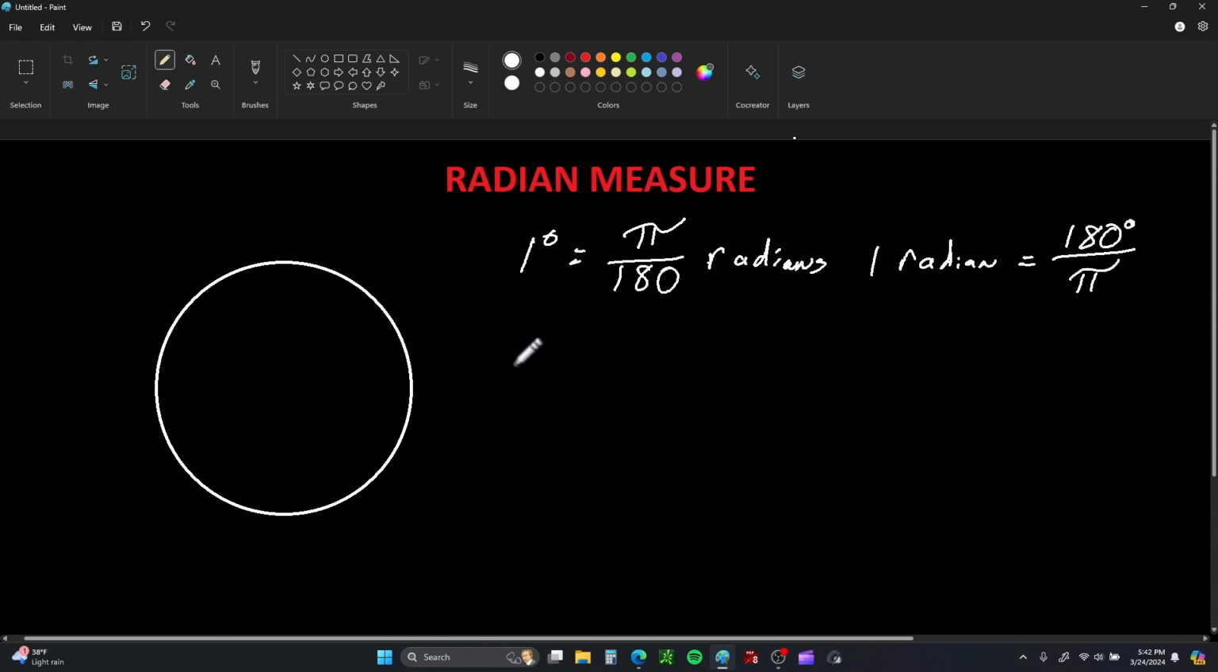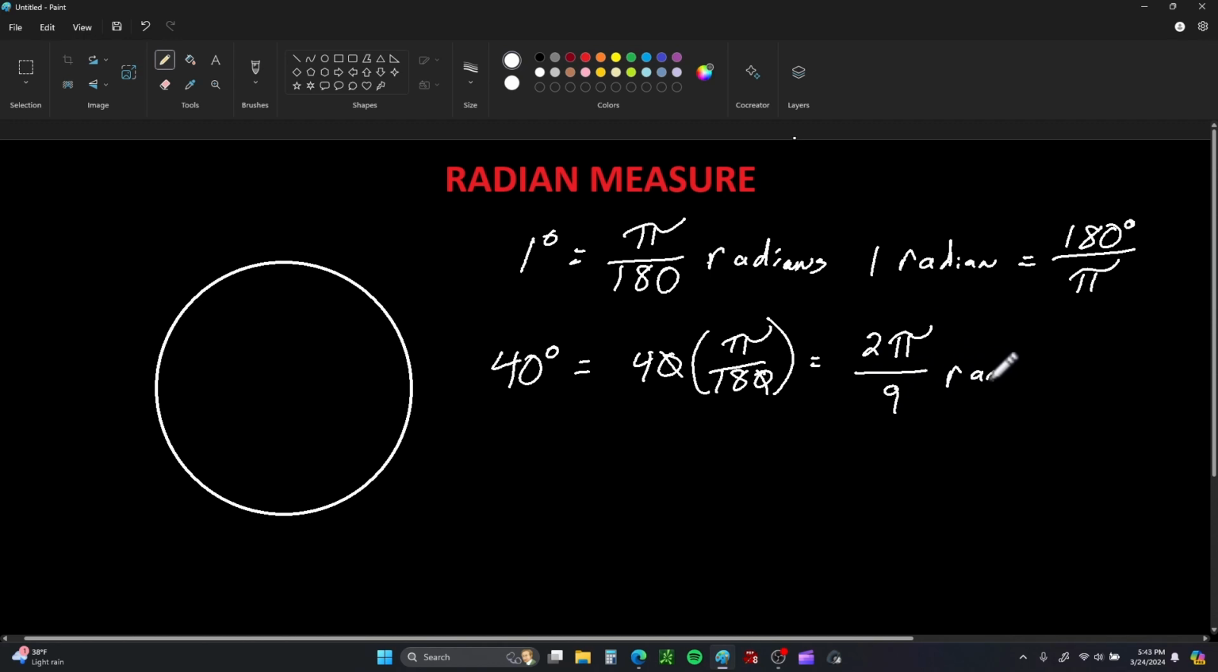So let's try a few examples. Let's say that we had 40 degrees. To do 40 degrees, we would have 40 times pi over 180. And then we'll reduce. Both are divisible by 10. And what we get is 2 pi over 9 radians.